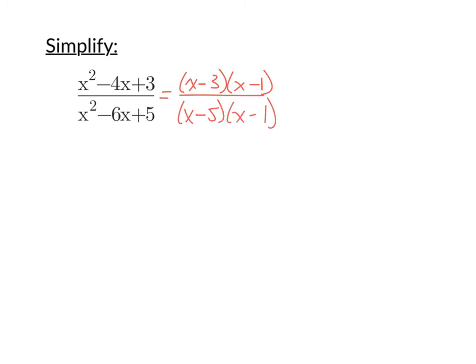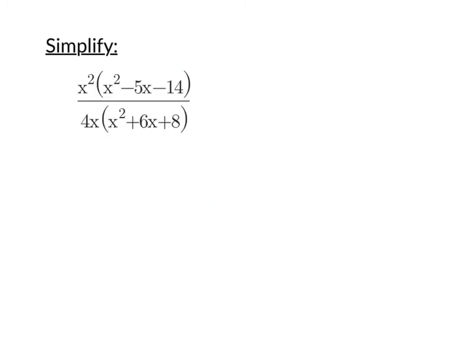And what we're going to do, of course, is cancel common factors. Since we're multiplying both numerator and denominator by that x minus 1, those are the factors that cancel. And what we're left with, that x minus 3 in the numerator and the x minus 5 in the denominator, that makes our simplified rational expression. So let's try a few more just to get some more practice.